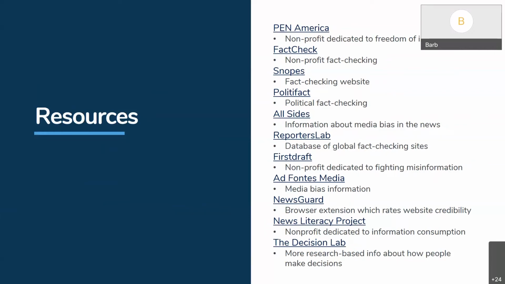PEN America is a nonprofit which is dedicated to freedom of information in all its forms. So talking about fact checking, they provided a lot of the base information for this webinar. They do a lot of training on spotting misinformation and the way that organizations and people manipulate information. FactCheck.org is a nonprofit fact-checking website. And you'll note that we noted nonprofit on a lot of these.